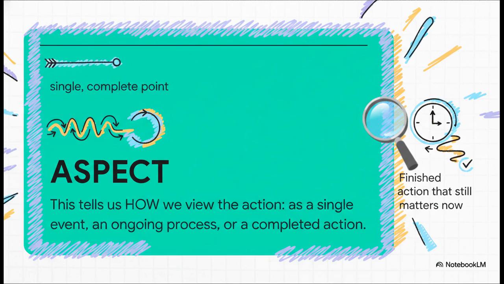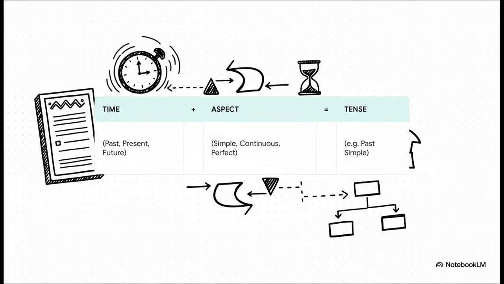Now this is the real game changer. Aspect doesn't tell us when something happens, but how the speaker sees it. Is it a single finished event, an ongoing process, or maybe a completed action that still matters right now? This is where all the subtle meaning comes from. And the entire system works just like this. You pick one option from the time column, say past, and you combine it with an option from the aspect column, like simple, and boom, you've just made a tense. Past simple. It really is that logical.